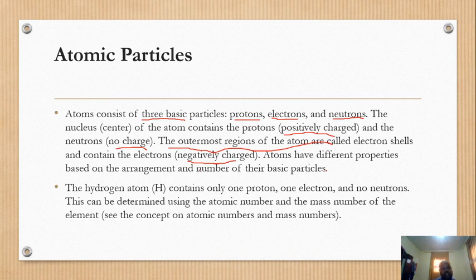The hydrogen atom consists of only one proton, one electron, and no neutrons. It's only one proton and one electron. This can be determined using the atomic number and the mass number of elements. See the concept of atomic numbers and mass numbers here.